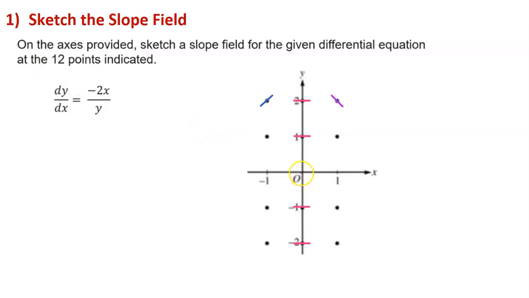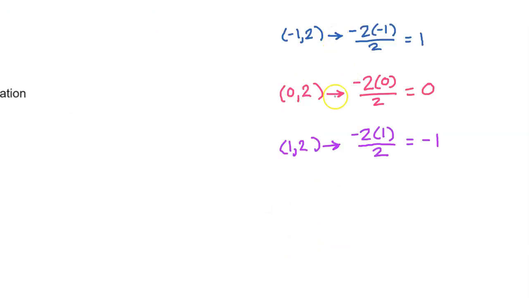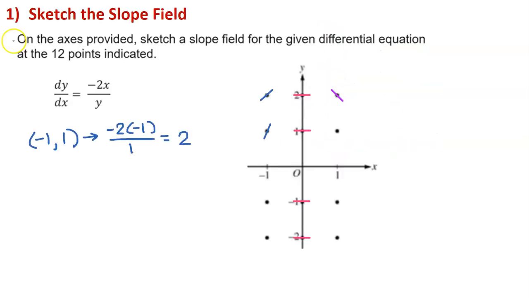Other than the point (0, 0), whenever the x-coordinate is 0, the numerator will be 0, which makes the overall value of the slope equal to 0. So we should have horizontal slopes all along the y-axis, except for at the origin. I meant to put arrows here, not equal signs.